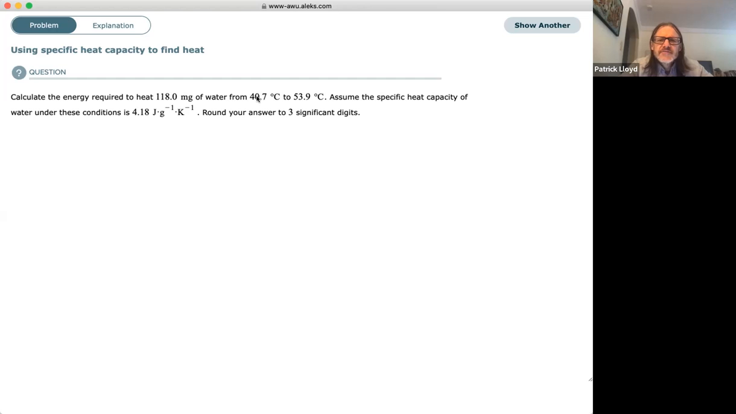So notice what they give us. Initial and final temperature, there's your delta T. They give us the mass, there's your M. They give us the specific heat capacity, which is C. And then they want the heat, that's Q. So they're giving us everything that's in the equation except for Q. So Q equals MC delta T. And so that is going to be, what was the mass? The mass was 118 milligrams.